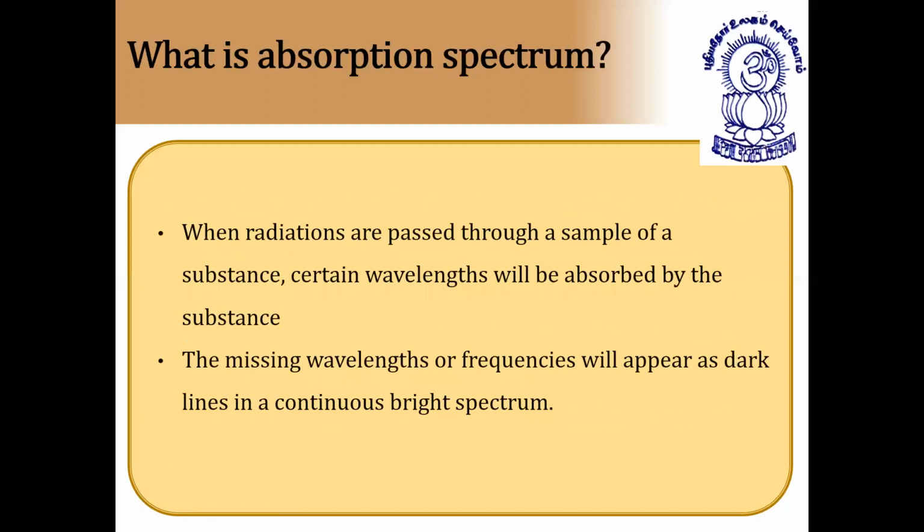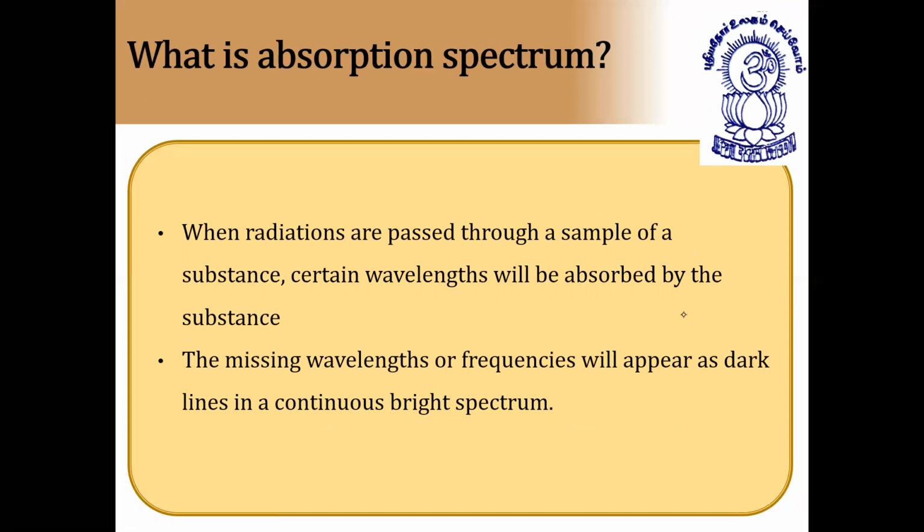When radiations are passed through a sample of substance, certain wavelengths will be absorbed by the substance. The missing wavelengths or frequencies will appear as dark lines in a continuous bright spectrum. So this is called absorption spectrum. Absorption here, and there it is emission.